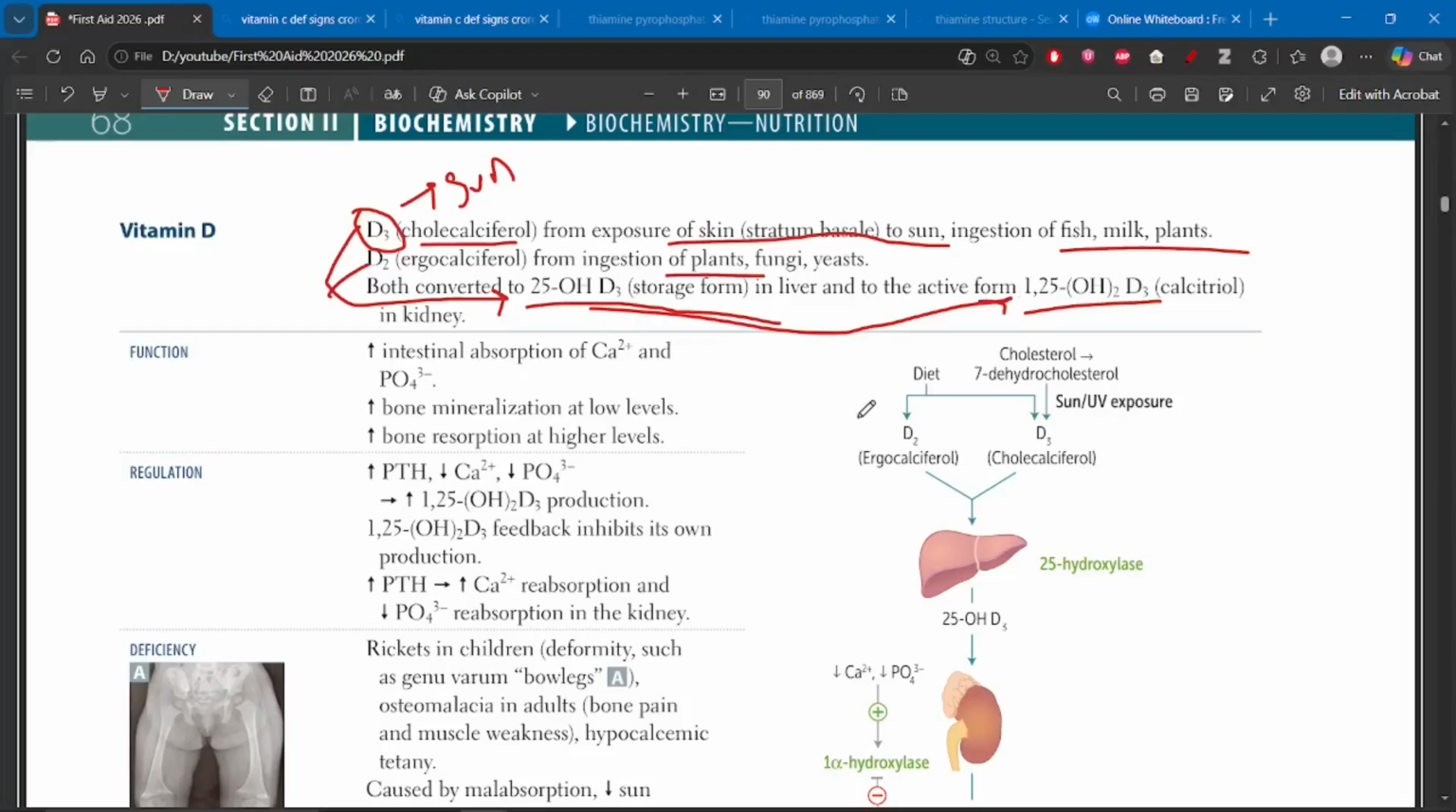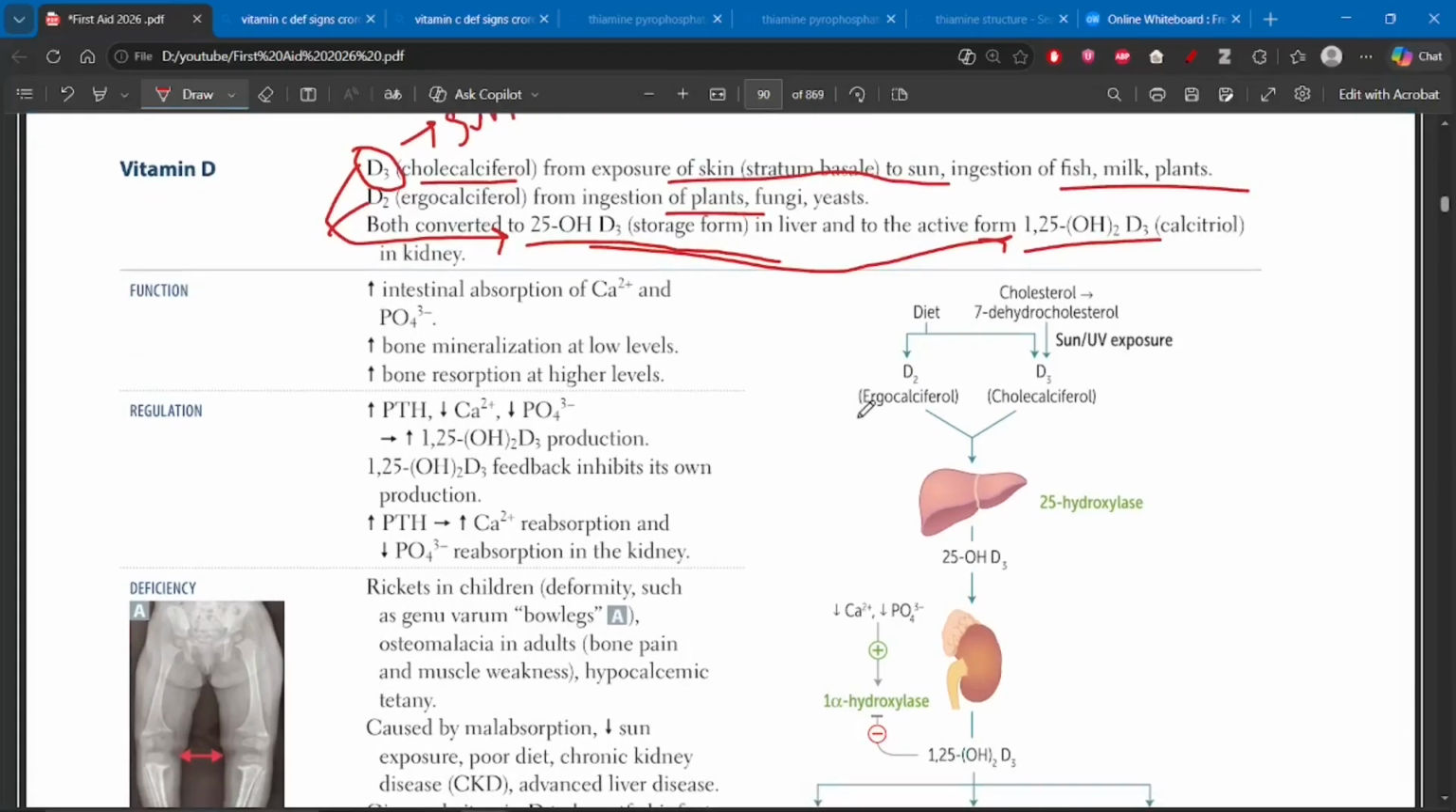If we want to check the vitamin D levels of a patient, we usually measure the 25-hydroxy D3. That's what we measure. We don't measure the 1,25. We measure the 25-hydroxy D3 because in lab values it is important, as it is the storage form. So that's how we come to know whether the patient requires vitamin D or not.